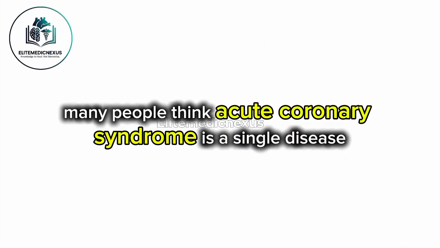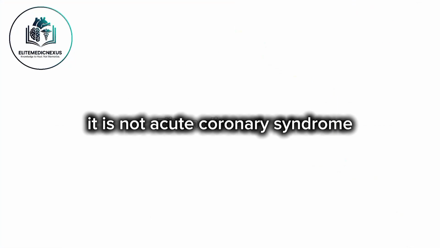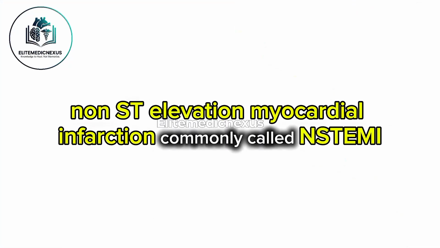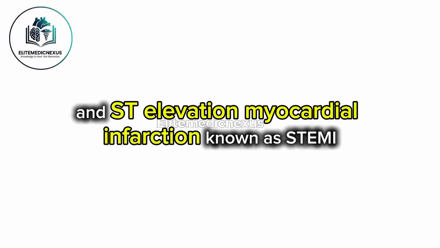Now, this is where many students become confused. Many people think acute coronary syndrome is a single disease. It is not. Acute coronary syndrome is an umbrella term that includes three closely related conditions: unstable angina, non-ST elevation myocardial infarction, commonly called NSTEMI, and ST elevation myocardial infarction, known as STEMI.